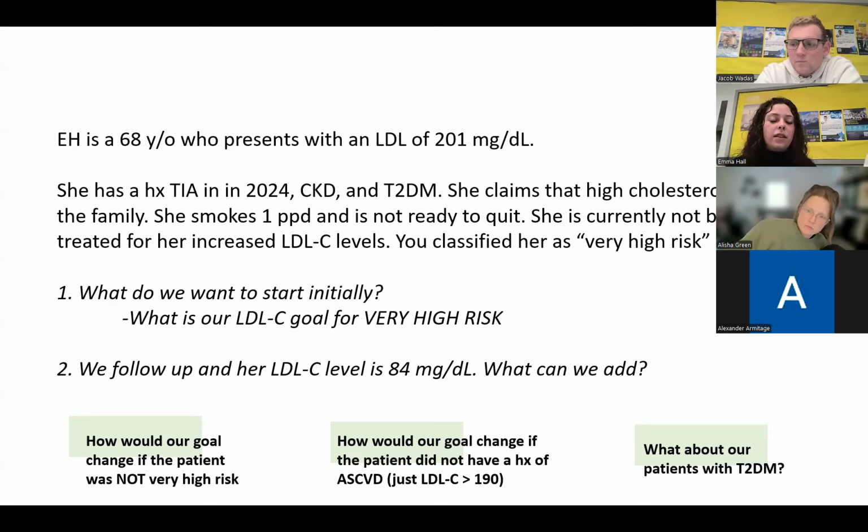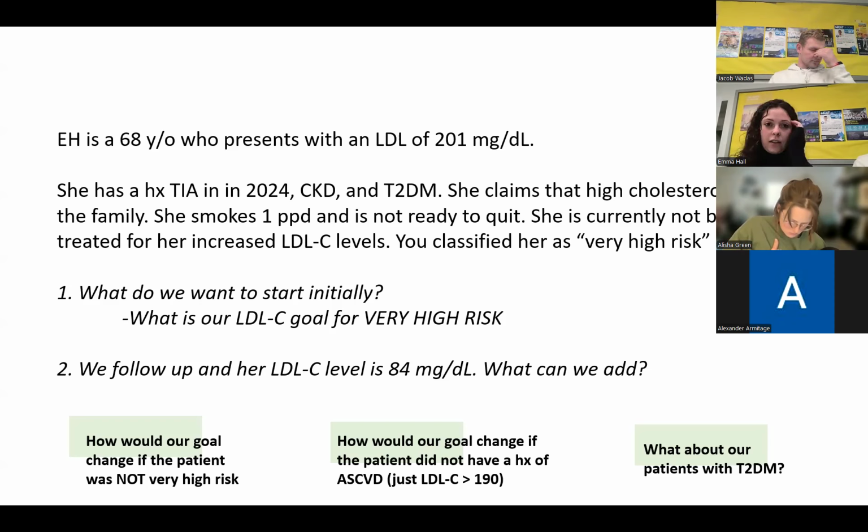And then Alicia, just to go off of what you said, for our next one, how would the goal change if the patient didn't have a history of ASCVD and it was just an LDL greater than 190? In that case, it would be less than 100 for your goal. Does that difference make sense? Does anybody have any questions about that? And that would be because of the familial hypercholesterolemia. That would be the goal for that.